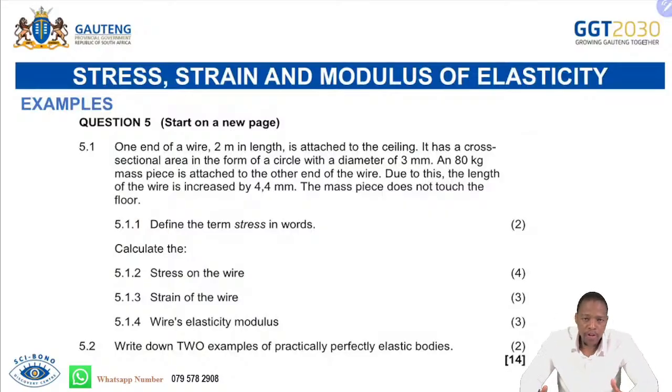Right. So it's a previous question. It was question 5. It says one end of a wire, which is 2 meters in length, is attached to the ceiling. Okay. So there's a wire attached to the ceiling. Like I was saying, it has a cross-sectional area in the form of a circle, with a diameter of 3 millimeters, right?